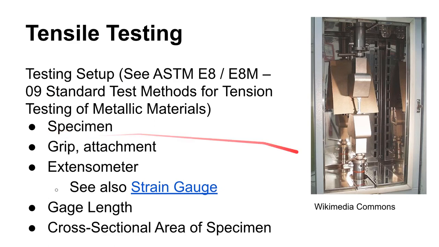They can be different shapes. They can be round, rectangular. They can be actual pieces of material, like a piece of hose or something like that. Then we have to have some kind of way to grip the material, and a way to measure the strain. So a typical tool to measure the strain in a setup like this is an extensometer. So we actually put a device on here and measure these parts as they move apart from each other.